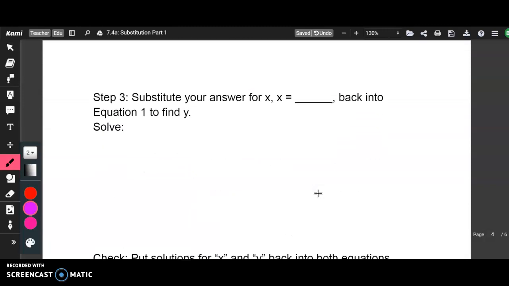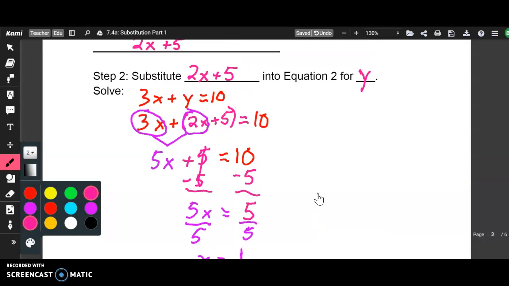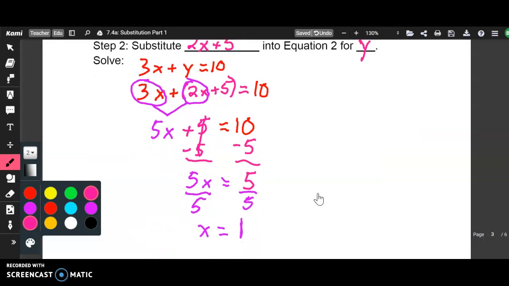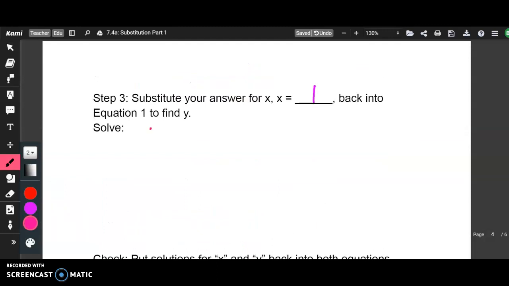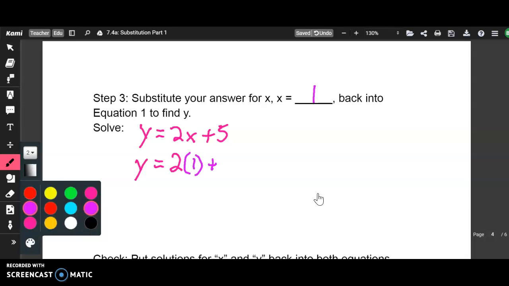Step 3 says to substitute your answer in for x. X equals 1. We just figured that out. Back into equation number 1 to find y. So equation number 1 was y equals 2x plus 5. We know what x equals now. We know it equals 1, so I'm just going to put that in for x. So y equals 2 times 1 plus 5.